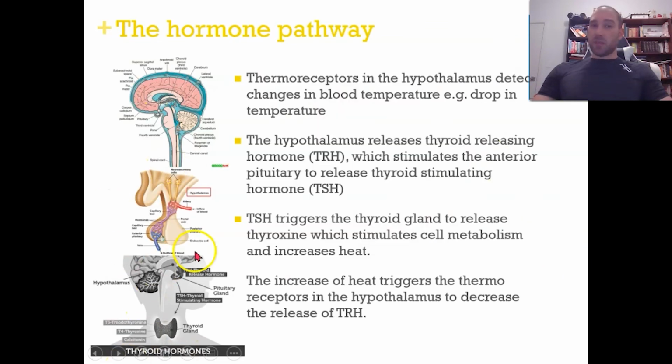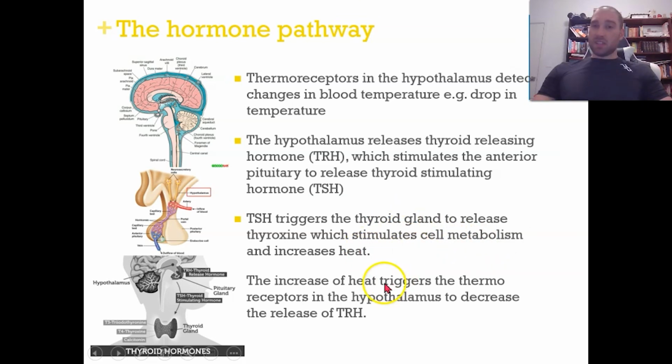So here's the hormone pathway again. Thermoreceptors in the hypothalamus detect that change in body temperature, for example, a drop. The hypothalamus releases, now here it's called thyroid releasing hormone, but its technical name is thyrotropin releasing hormone, and that stimulates the anterior pituitary to release thyroid stimulating hormone. So one hormone leads to the production of another hormone. That leads to the thyroid gland releasing thyroxine, and that stimulates cell metabolism, so you're burning more sugar. That increases the heat generated inside your body.